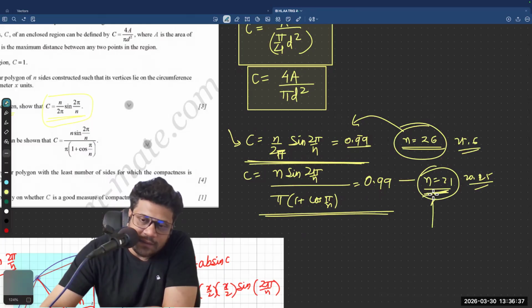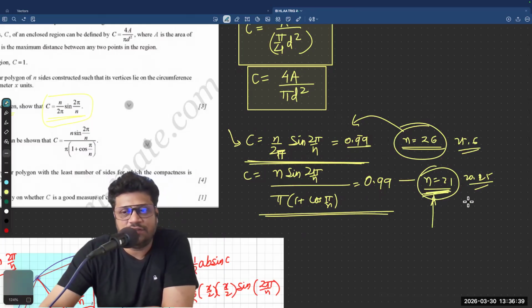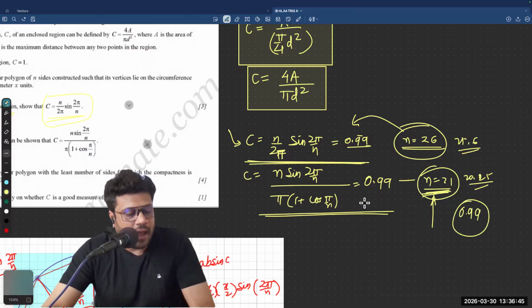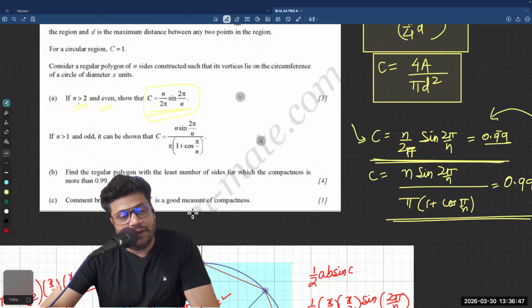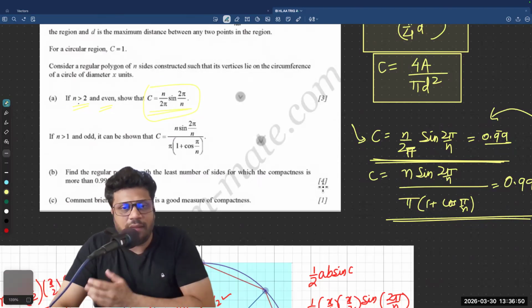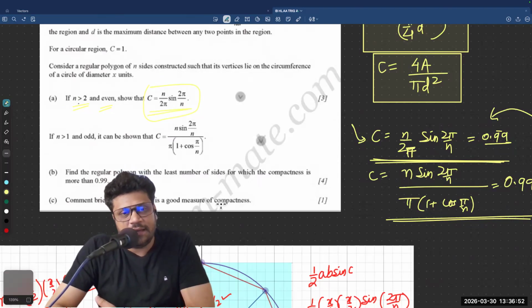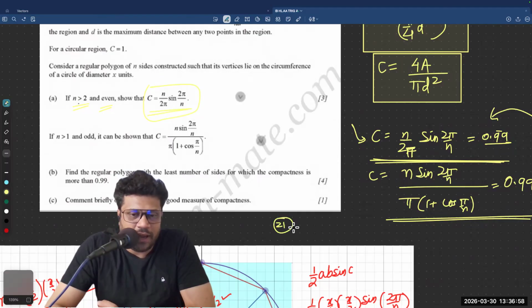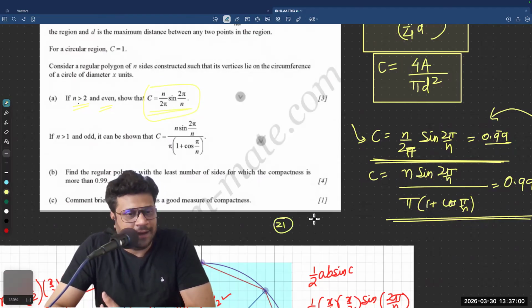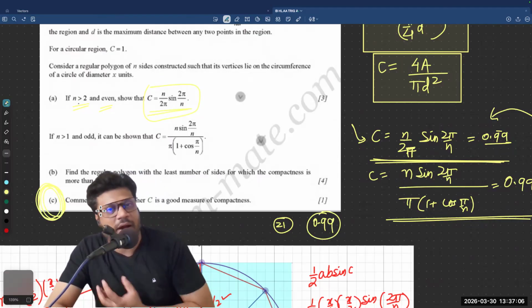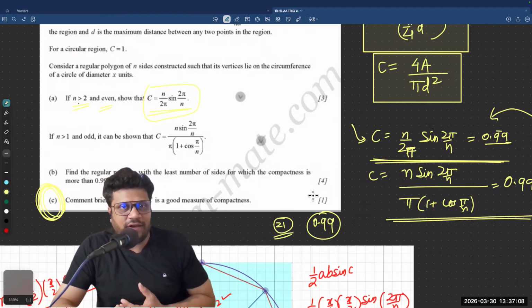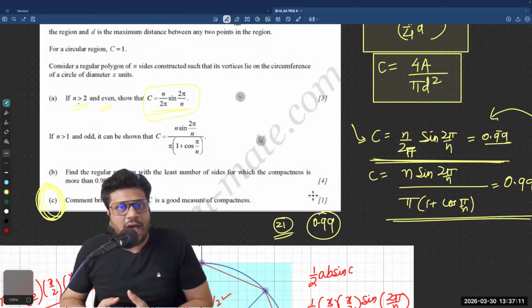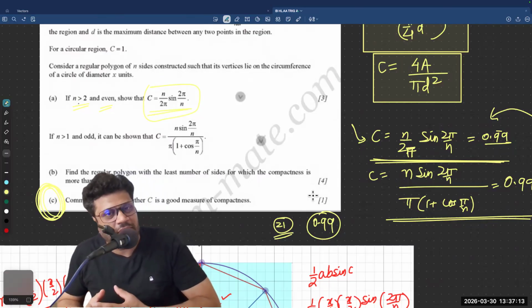The thing is, at the moment you get to a 21 on the number of sides, you have reached a compactness of 0.99. Okay. Now, how do you want to explain if this is a good measure of compactness? Well, there are many ways to answer it. You can tell them if the number of sides increase to about 21, I am looking at a compactness of 0.99. That is me explaining the part C. Okay. If the number of sides has reached a 21 or a 26, I see that the compactness has reached a value of 0.99.